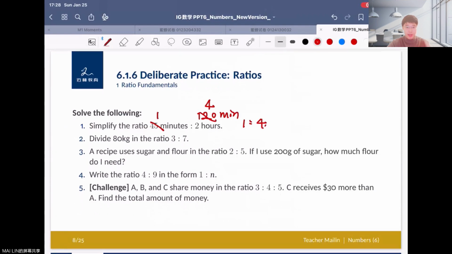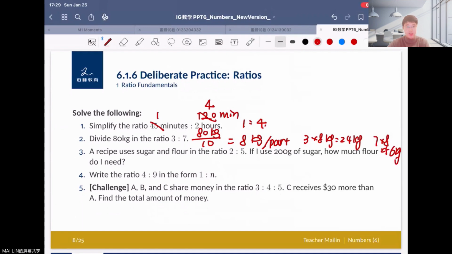The second question is divide 80 kilograms in the ratio 3 versus 7. We can consider it as parts: 3 versus 7 means we have 3 parts and 7 parts, so the total is 10 parts. 80 kilograms over 10 means each part is 8 kilograms. For the first share, 3 parts times 8 kilograms is 24 kilograms. For the other 7 parts, 7 times 8 equals 56 kilograms. So the two shares are 24 kilograms and 56 kilograms, okay?